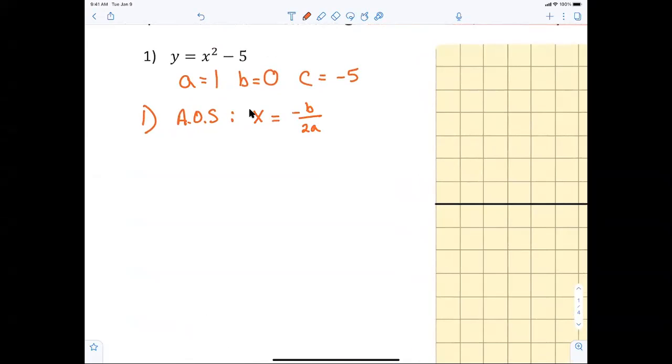So in this case, what is b? 0. So it's -0 over 2 times what's a? 1. Beautiful. So what's 0 divided by anything? 0. So the axis of symmetry is just x equals 0.